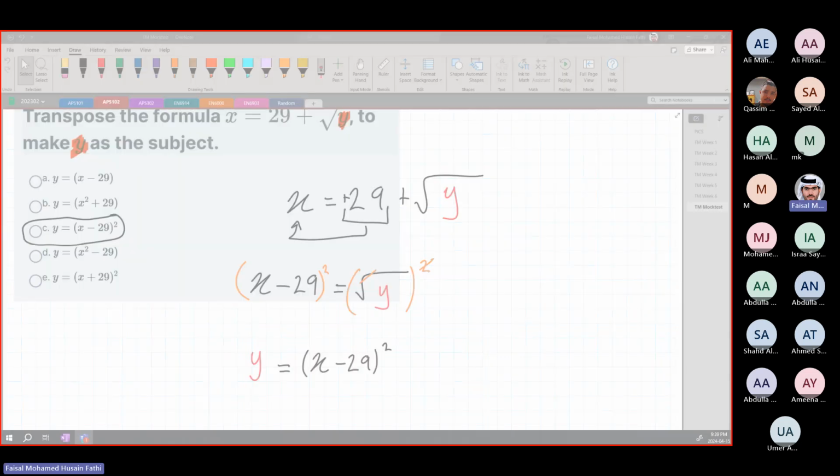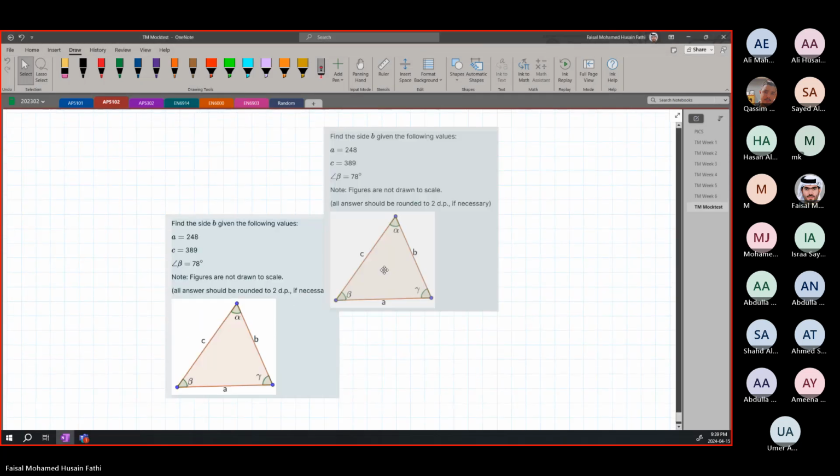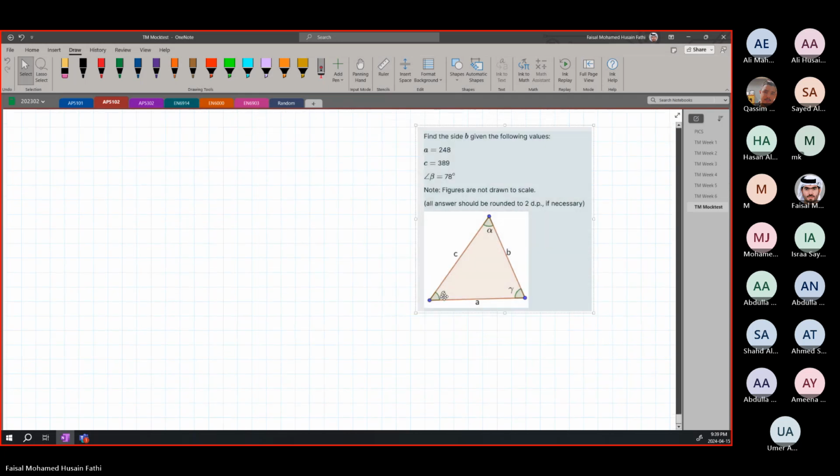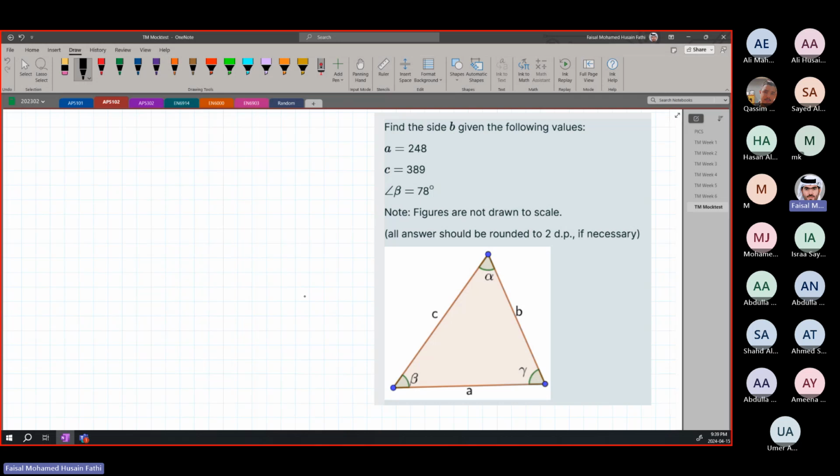So we have here another triangle question, which says find the side B given the following values. They gave us that A is 248, so we have one side. C is 389. And we have beta, which is the angle in between them. So 78 degrees. Since we are given the angle in between them, we know we have to use cosine rule. We have two sides and the angle that is in between them. So we have to use cosine rule.